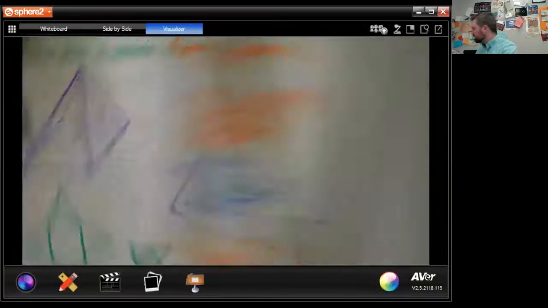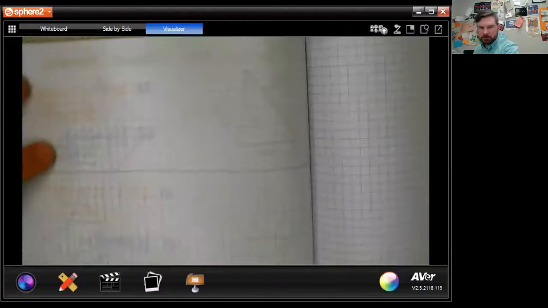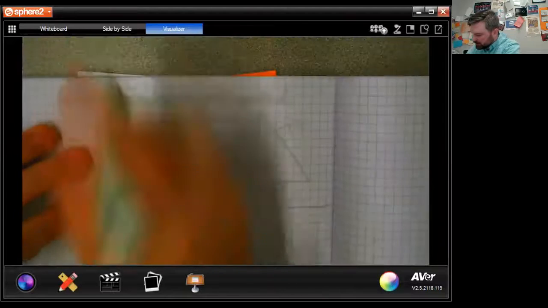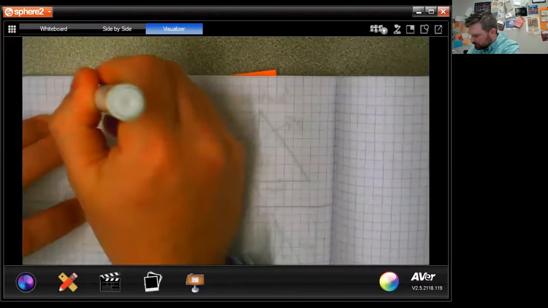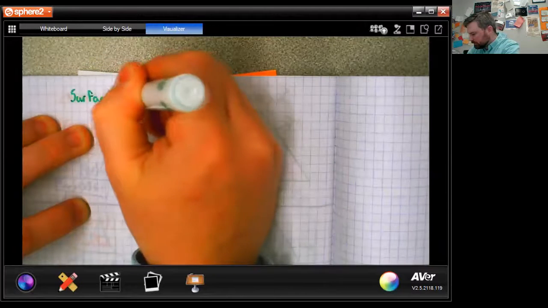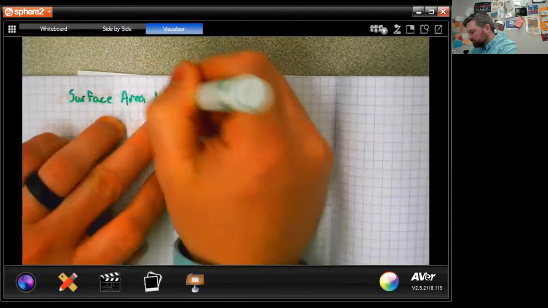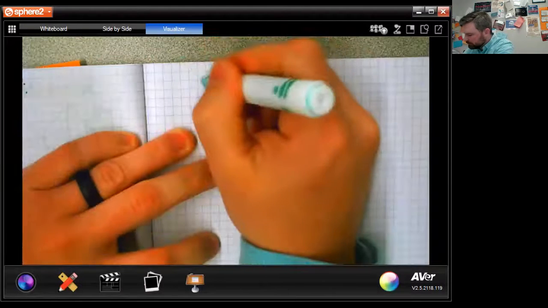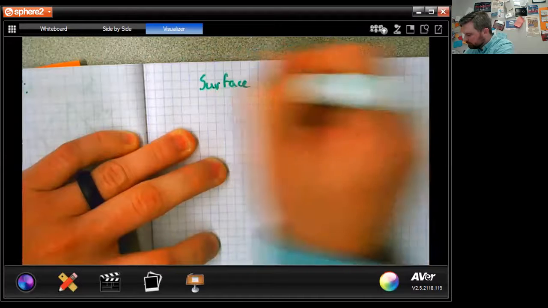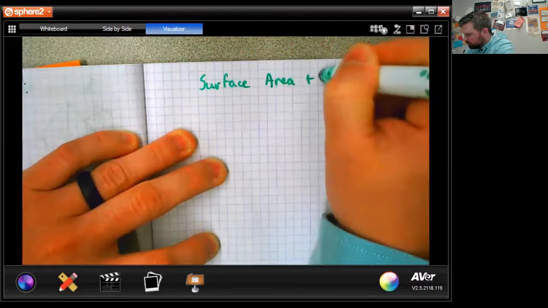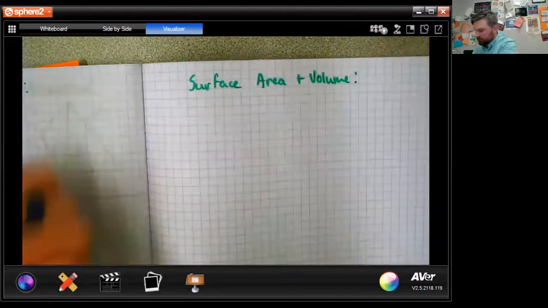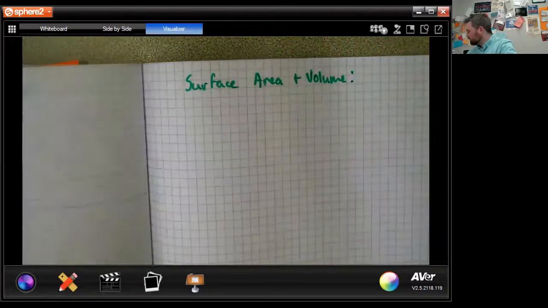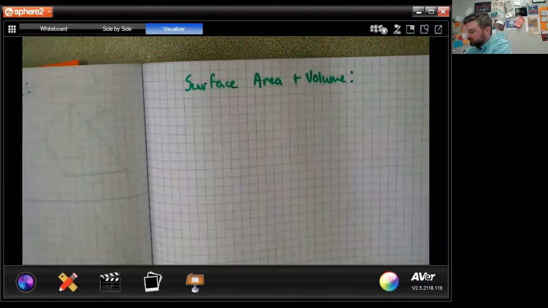So if you want to join me, we're going to be on page 126, 127, outlining it just like we have the others. So we're going to start with surface area and volume. This will be the title of both pages. And these are pure or cones.